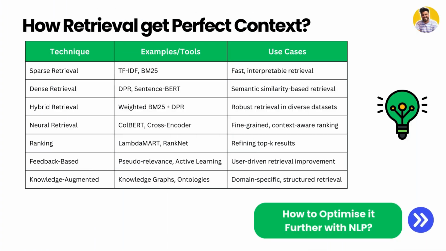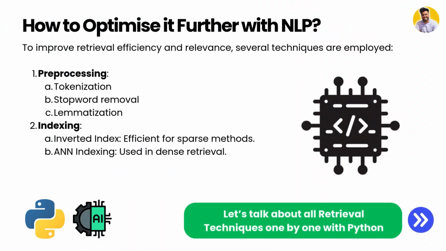There is also one more point: you can optimize it further. To improve retrieval efficiency and relevance, several techniques are used. You can try tokenization, stop word removal, lemmatization, and indexing as well, along with many other algorithms. All these things will help you get the best context.